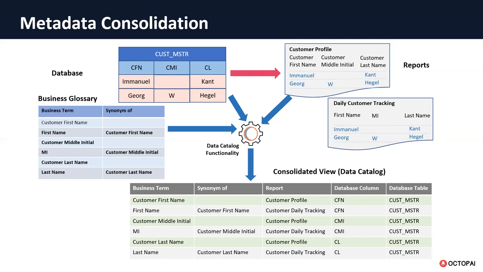So that's impractical, but you can see that there is data catalog functionality that's going to unite all of these different items of metadata and push them into this consolidated view, where we've got business terms, reports, and database structural information all together in one place. That provides tremendous value in terms of metadata management. We have to manage these highly complex, gigantic environments of information that we have today.